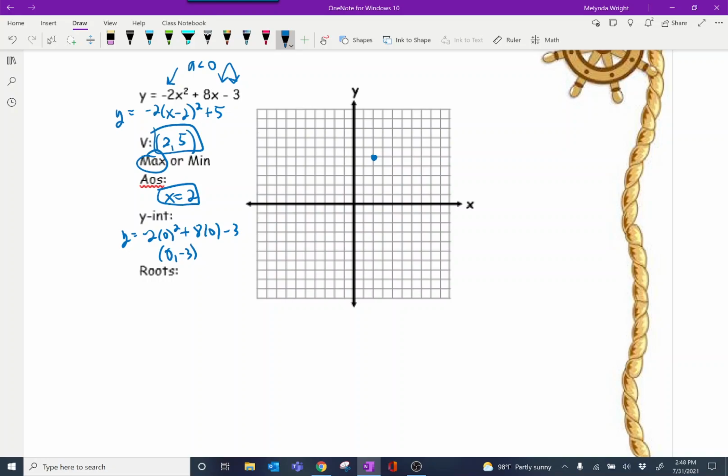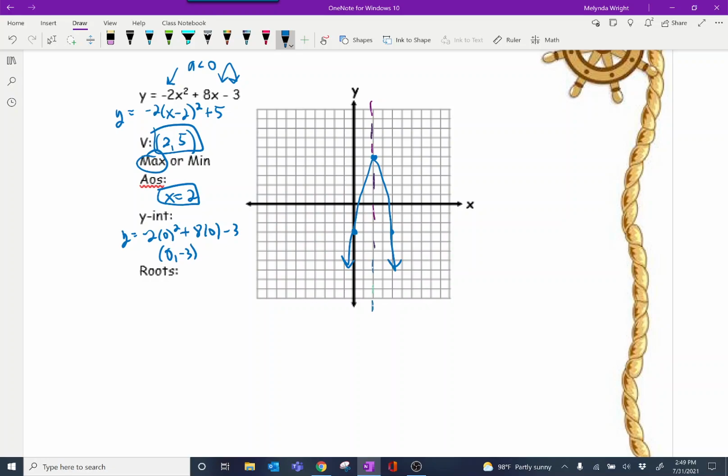Okay, great. Now we know that our parabolas are perfectly symmetrical. So my axis of symmetry, I'll just draw in. We know that if I have a point 2 spaces to the left, I'm going to have one 2 spaces to the right. And now I can draw my parabola without a problem. And so the last thing that I need to do is find the roots.